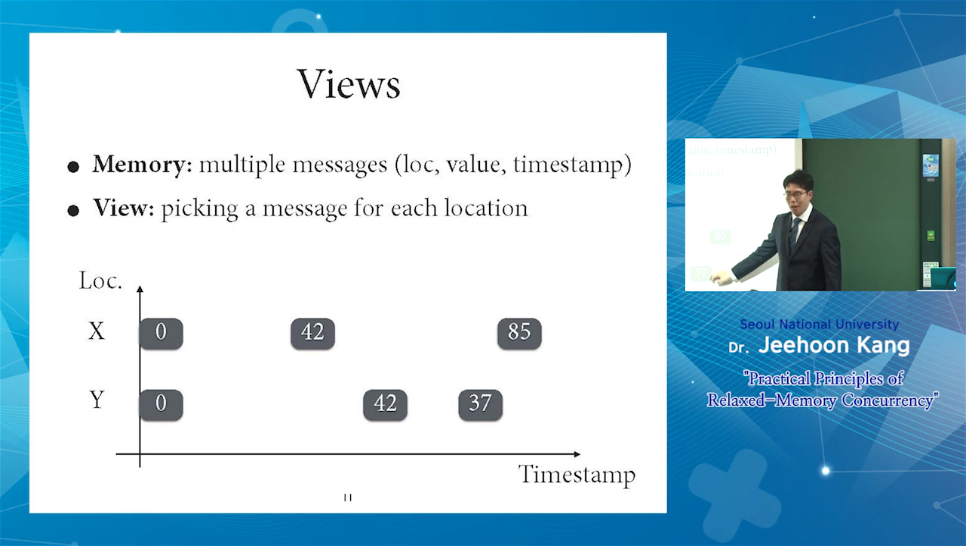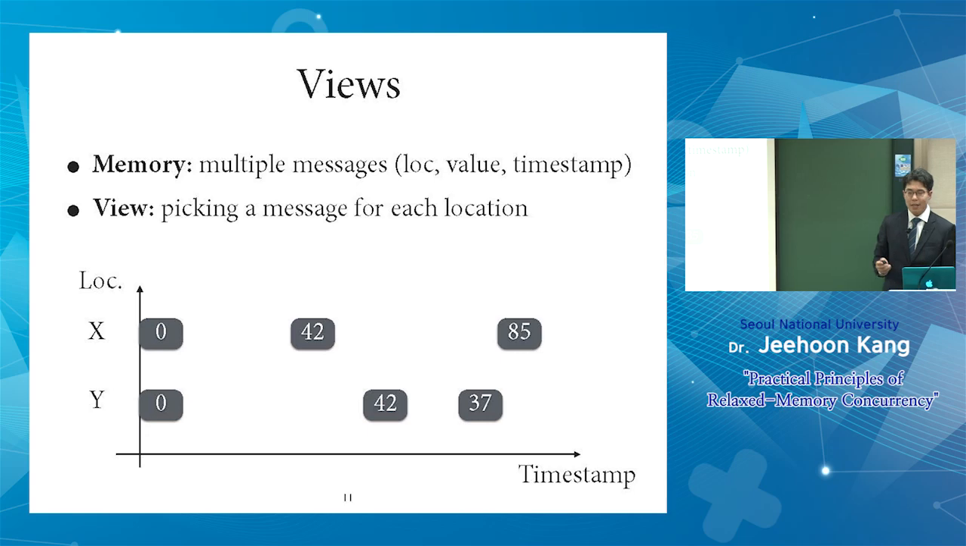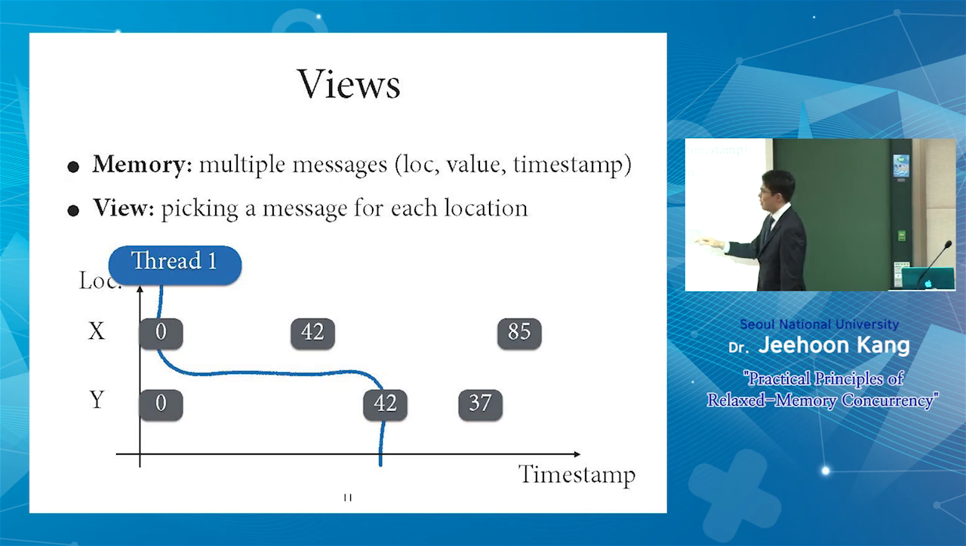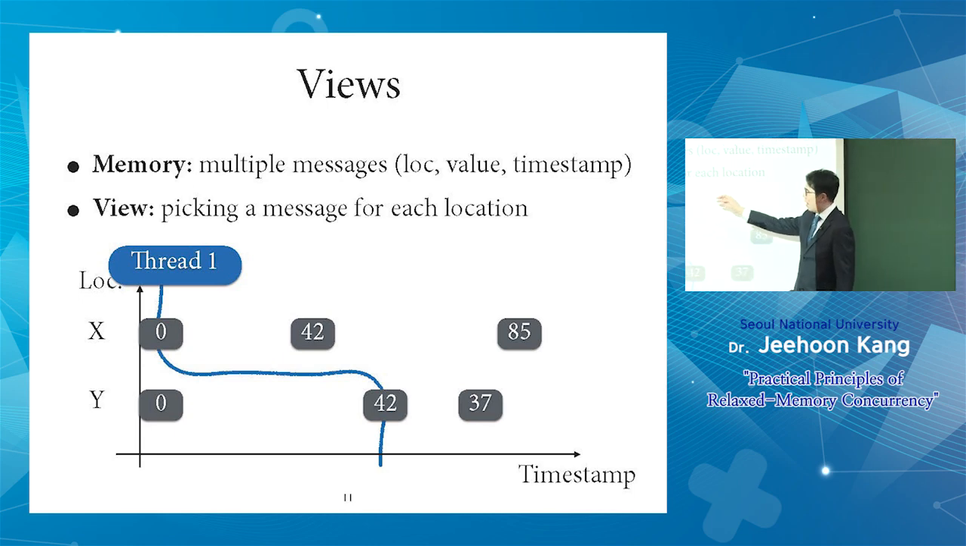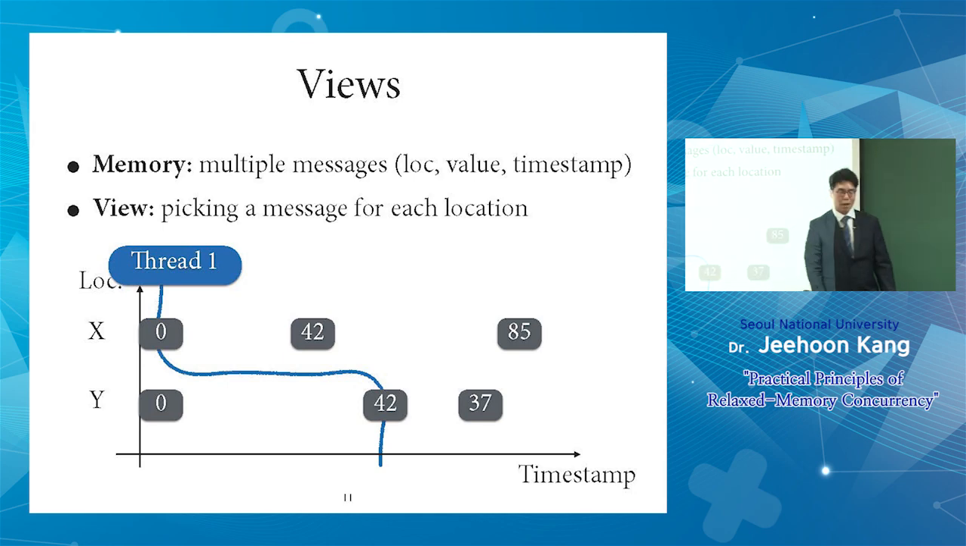Each message has its value and its timestamp. Basically, all messages are ordered for each location. Now, the second thing to remember is that each thread has its own view on the memory. For example, thread 1 has its own view, and a view is basically picking a message for each location. So thread 1's view is picking this message for X and this message for Y.